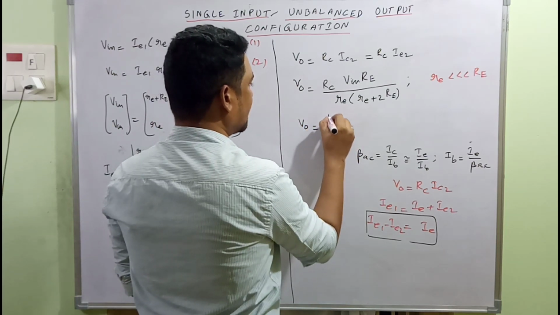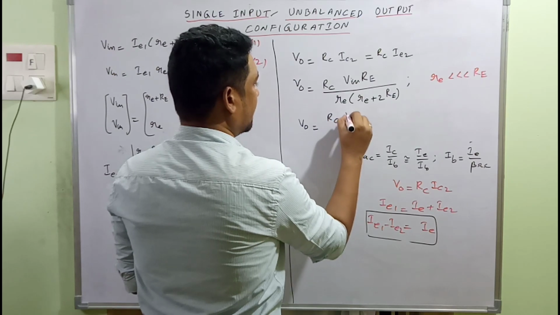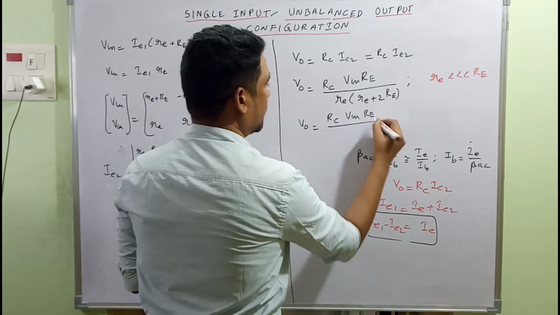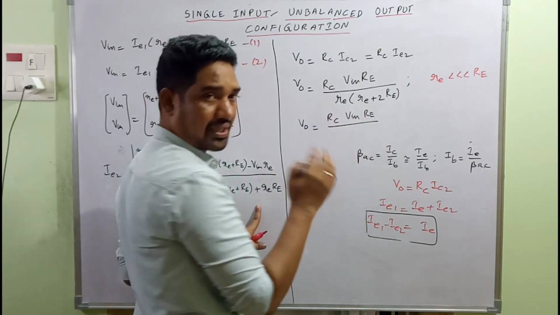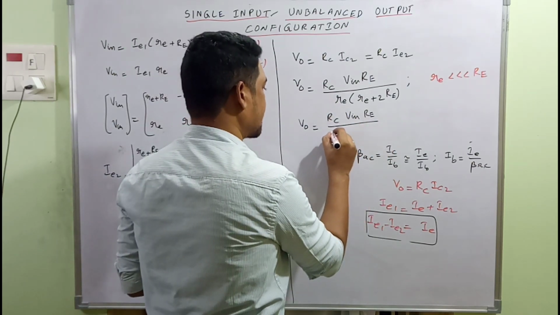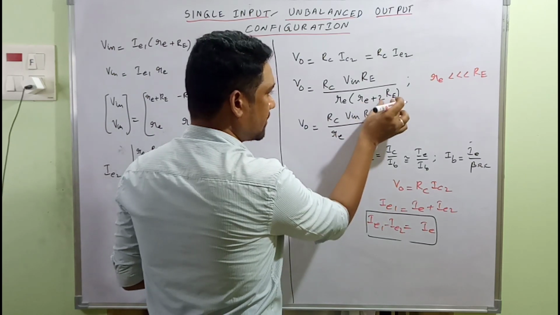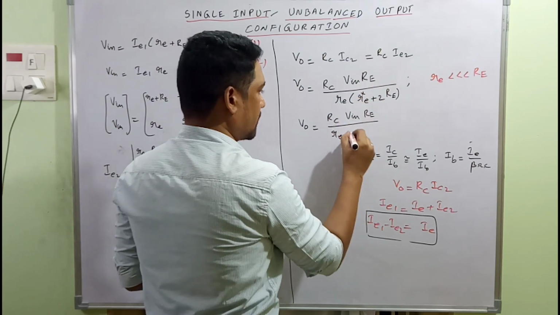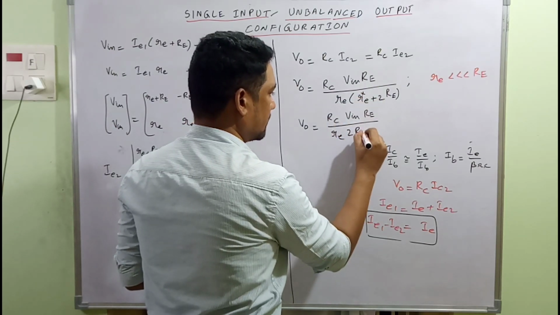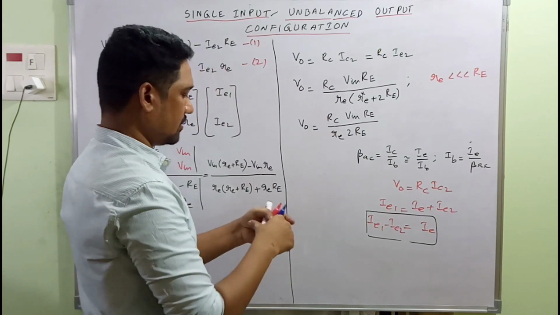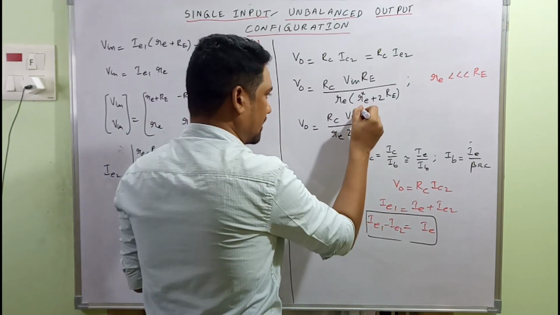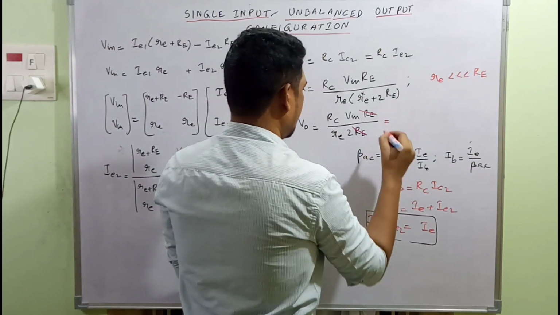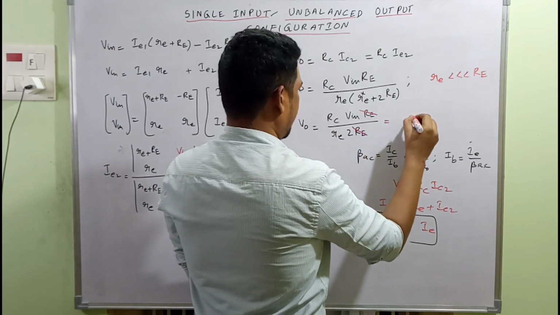RC and V in into RE upon RE as it is over here, that cannot be neglected. Inside the bracket, this value is very much larger when compared to this one, so this can be neglected, so it's twice of RE. Can you see something gets cancelled over here? This RE and this RE get cancelled, and what else?